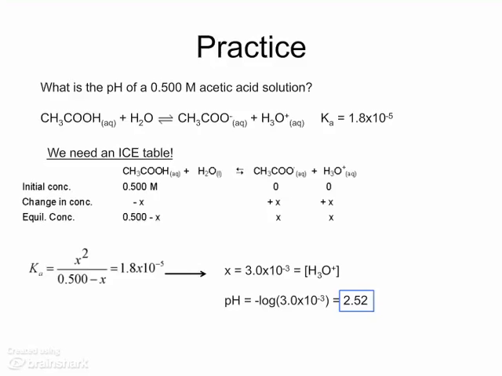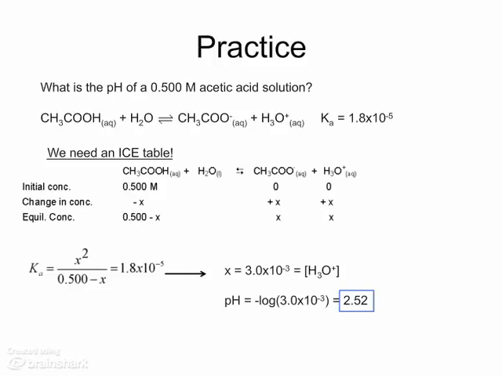Now we can write our Ka expression. We know that Ka is equal to X squared over 0.5 minus X, again, products over reactants, and that's equal to the given value of 1.8 times 10 to the minus 5. If we solve for X, we can use the approximation that X is small. We get that the concentration of H3O+ is 3.0 times 10 to the minus 3 molar.